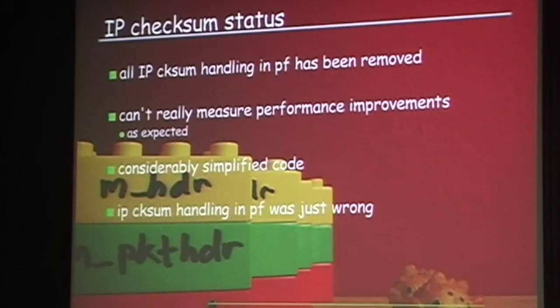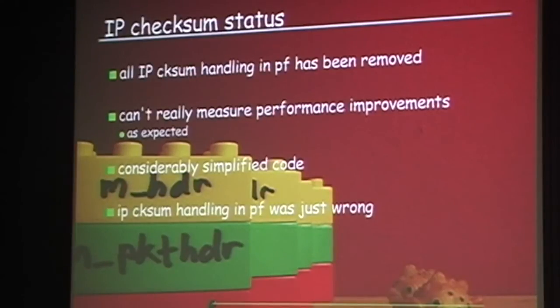The IP checksum handling in PF was just plain wrong. That's another sign of, I'm not sure I want to call it a problem, but in the early PF days, all of us who worked on PF were PF hackers, not network stack hackers. So we tried to do everything in PF and didn't look at the rest of the network stack all that much. That has changed a lot. But that's the reason for this.